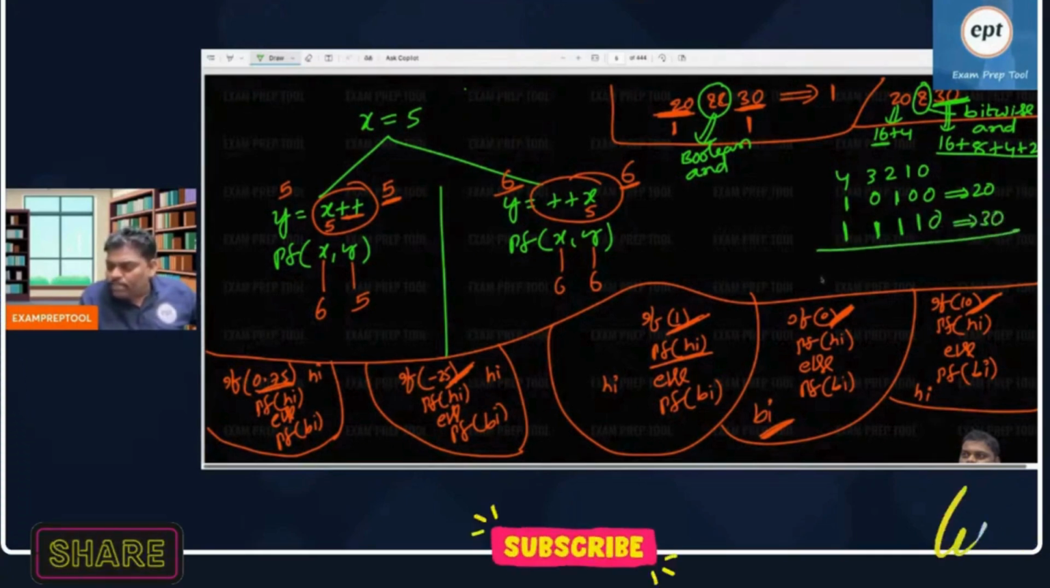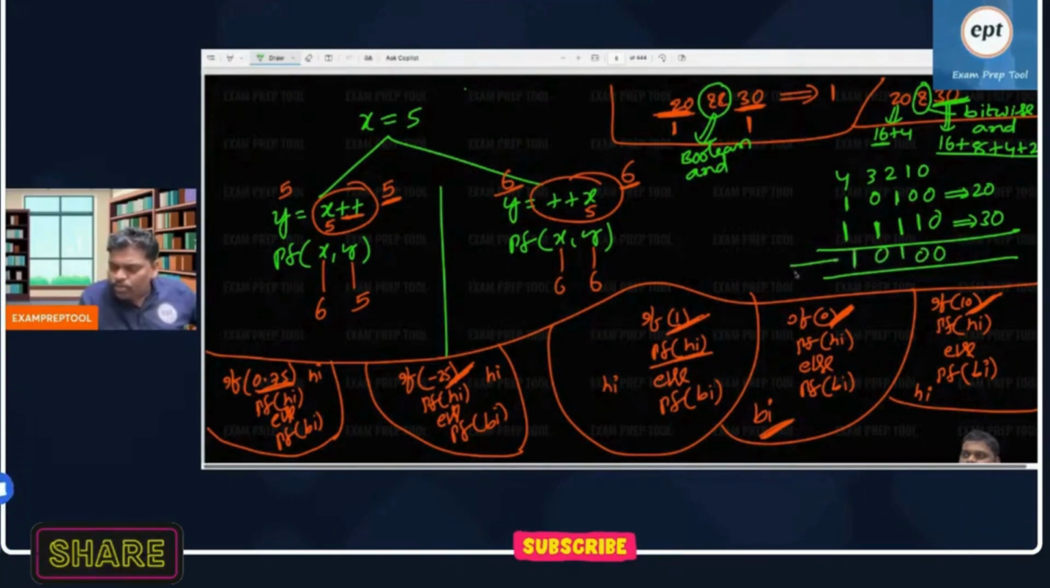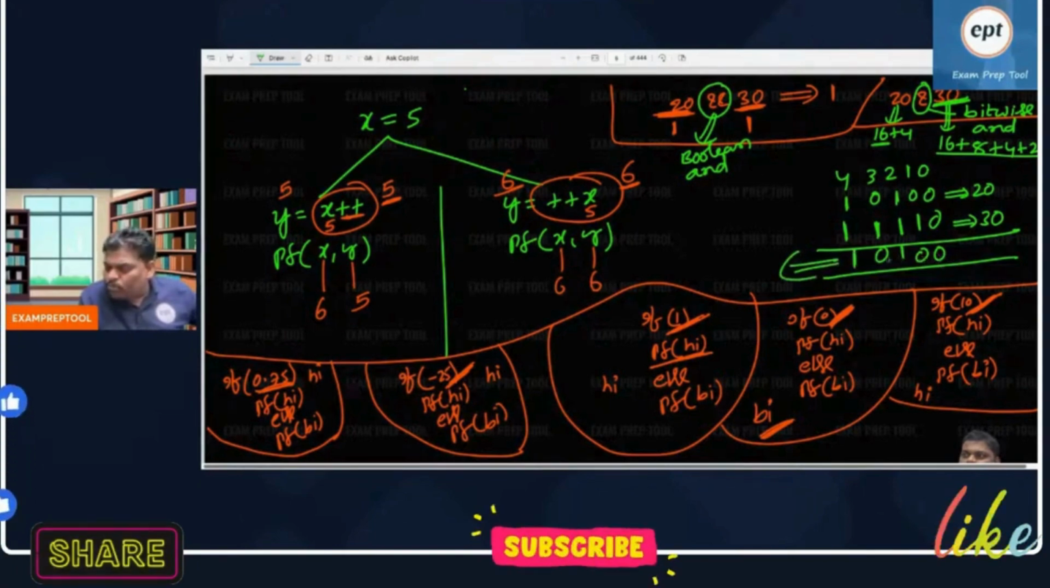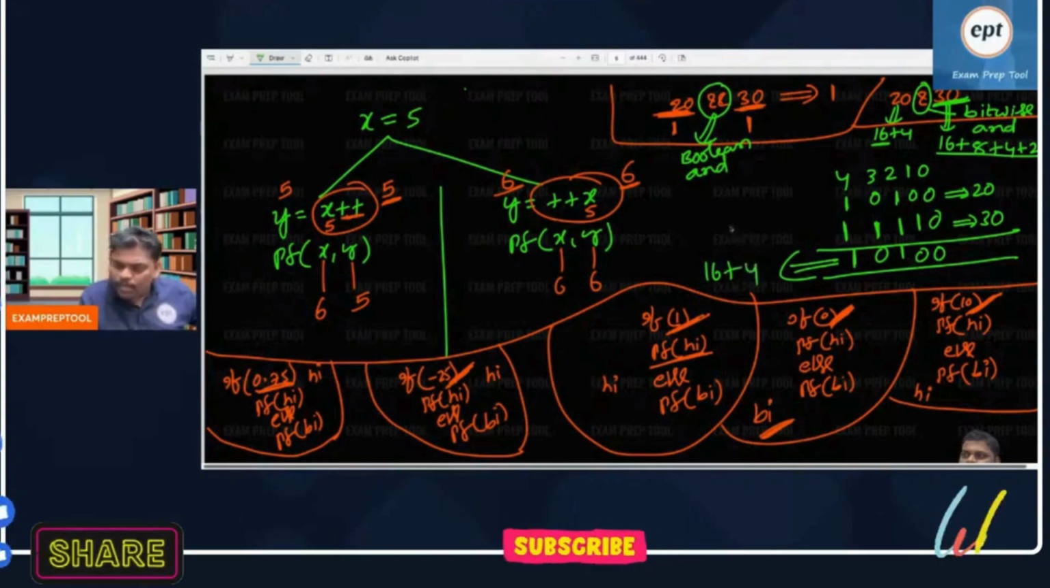When you say bitwise and operator, what is the answer? Only if both are 1 is the result 1. It is a 0, it is a 0, it is a 1, it is a 0, it is a 1. If you observe clearly, the answer is going to be 2 power 4, 16, plus the second bit, 2 square, 4. So the answer is going to be 20.